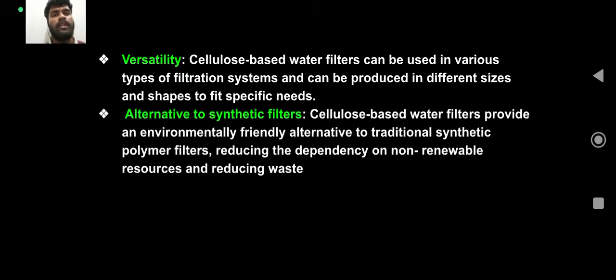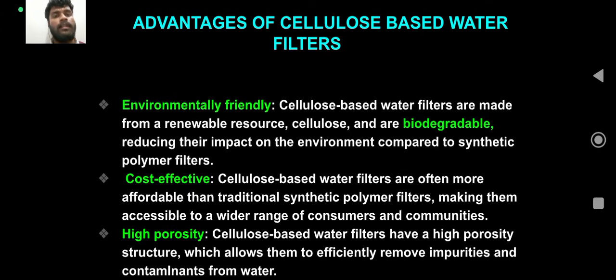And versatility. Cellulose based water filters can be used in various types of filtration systems and can be produced in different sizes and shapes to fit specific needs. Alternative to synthetic filters. Cellulose based water filters provide an environmentally friendly alternative to traditional synthetic polymer filters, reducing the dependency on non renewable resources and reducing waste. And let us see the advantages of cellulose based water filters, that is environmental friendly.